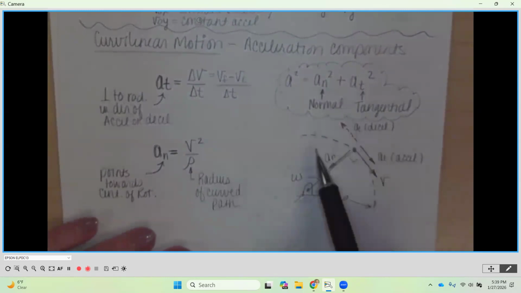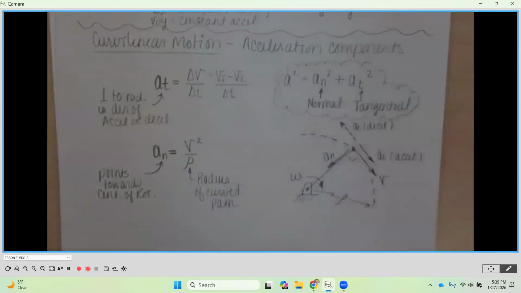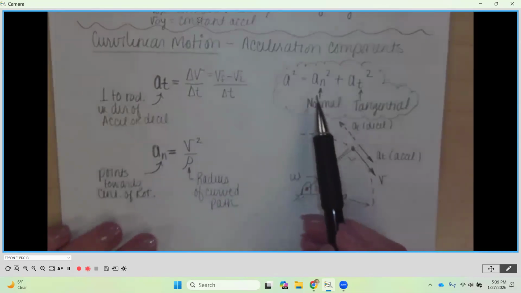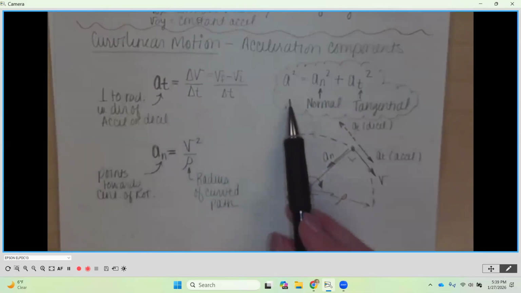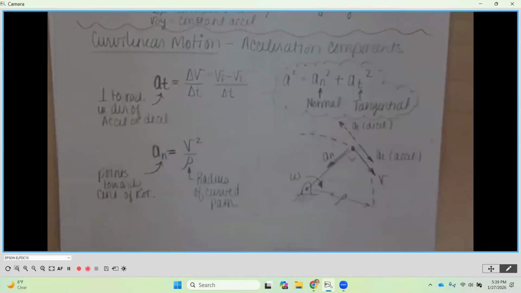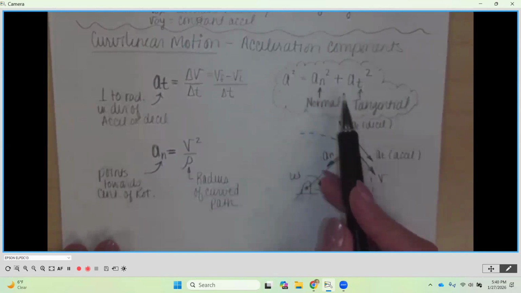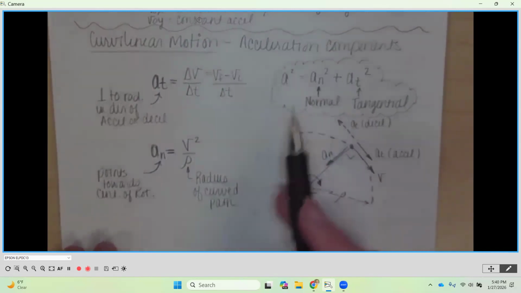So what I have on here is that illustration that I just showed you, so that we know directions of these components of acceleration and how they relate to something that we've already studied in our previous class. You'll also notice that I have this Pythagorean theorem form of the total acceleration, which is the square root of the normal squared plus the tangential squared. So here are the two components, 90 degrees to one another, to get the total acceleration.